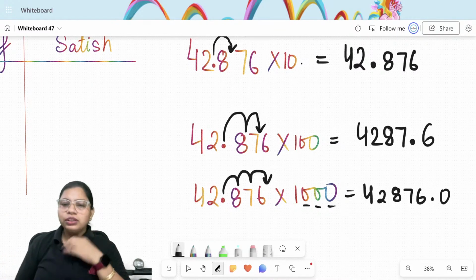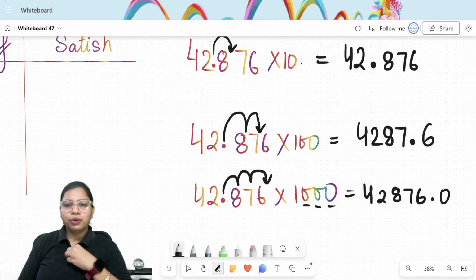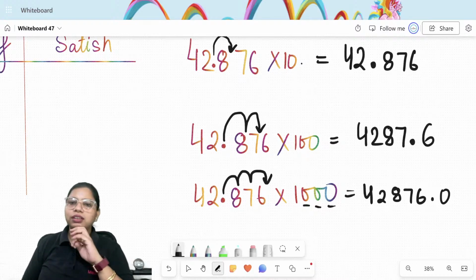Okay. So, Rakshit wants to go ahead with algebra. Okay, Yusuf wants to go ahead with algebra. What do you say, Janesha? Satish, what do you say?